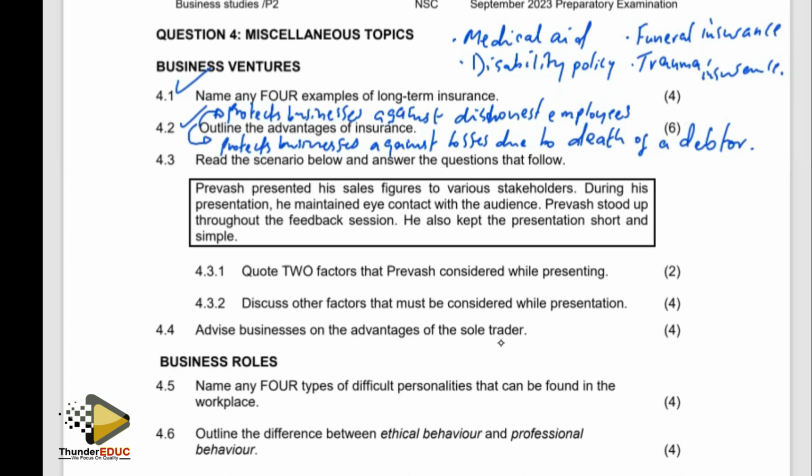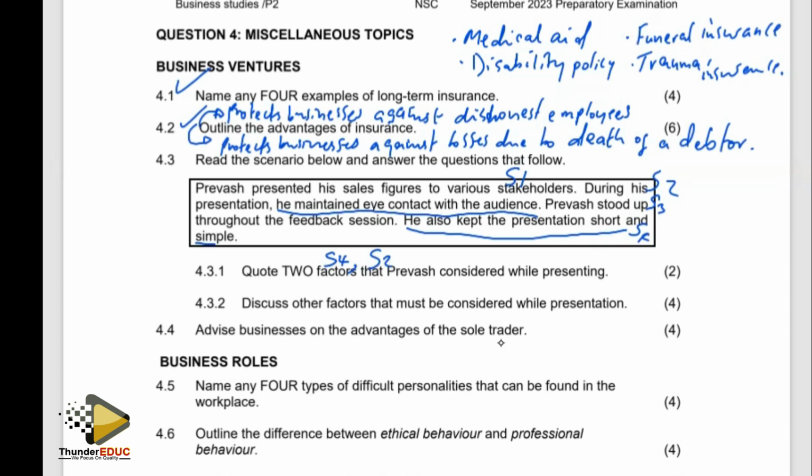So now we have what? Let's check the sentences. We have sentence 1, sentence 2, sentence 3, and we also have sentence 4. He also kept the presentation short and simple. Sentence 4, you write it exactly the way it is. He maintained eye contact with the audience. That is going to be sentence 2. So it means that you are going to actually write these sentences in full, not write S1, S2, S3, S4.